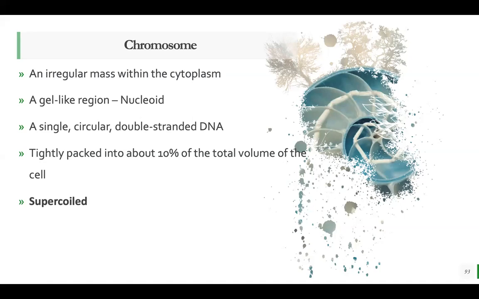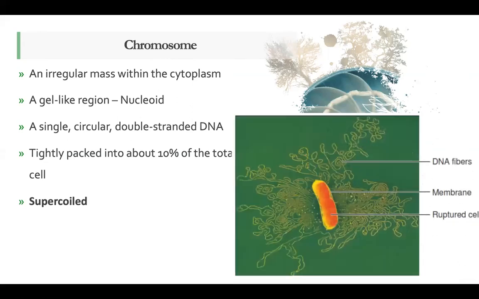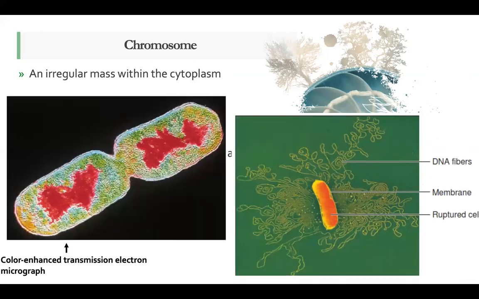Now, about the packing of the chromosome, we know that the prokaryotic cell is smaller than the eukaryotic cell, which means this single chromosome would be tightly packed into a very small space. If I compare the packing of the chromosome here, in this diagram, this is the color enhanced image of the transmission electron microscope. And the reddish area in the middle is more viscous and gel-like. This is actually indicating the presence of the chromosome.